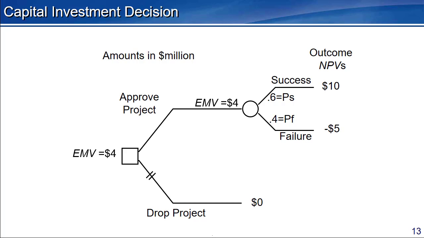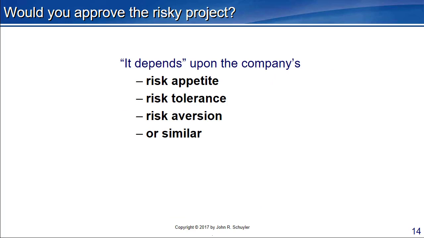Imagine that you manage a department with a $20 million annual budget, part of a large organization. Consider this decision for a moment. Would you approve the risky investment? The guidance in many management books will say only that it depends on the decision maker's risk appetite, risk tolerance, risk aversion, or something similar. That's not very helpful, is it?